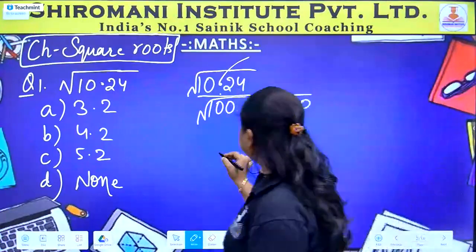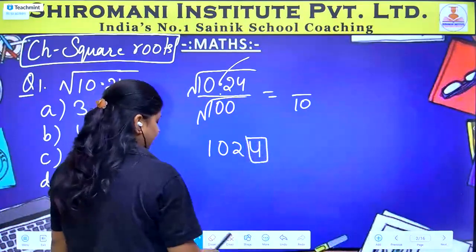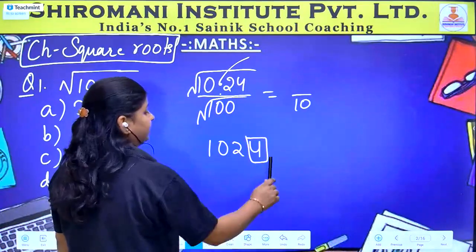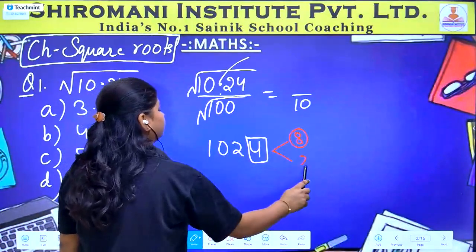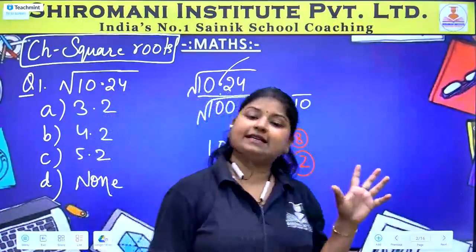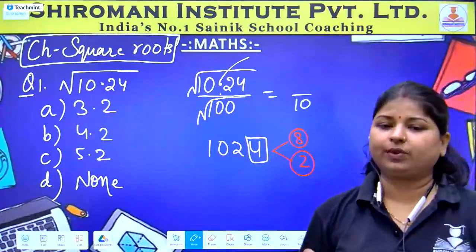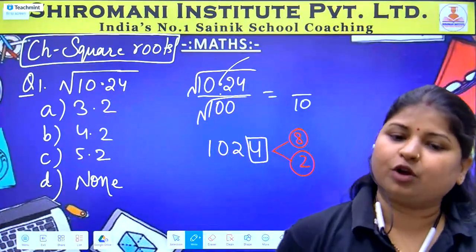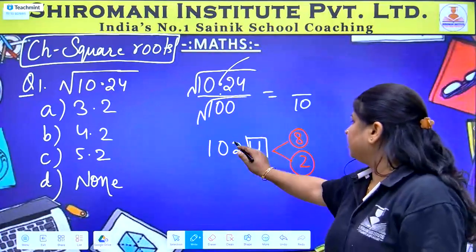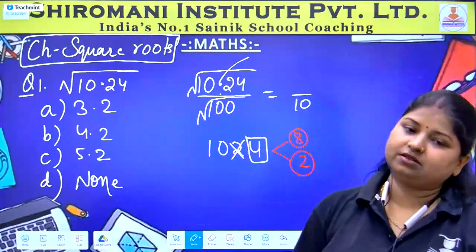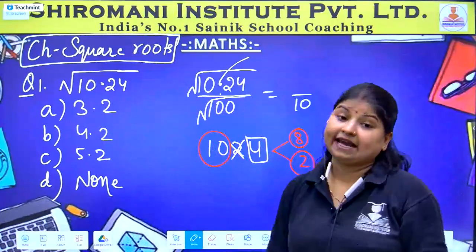Now for this 1024, the last digit is 4, right? If the last digit is 4, then the last digit of my answer would be either 8 or 2, because 8 eights are 64 and 2 twos are 4. Now I will cut this place, the tens one. I am left with 10.